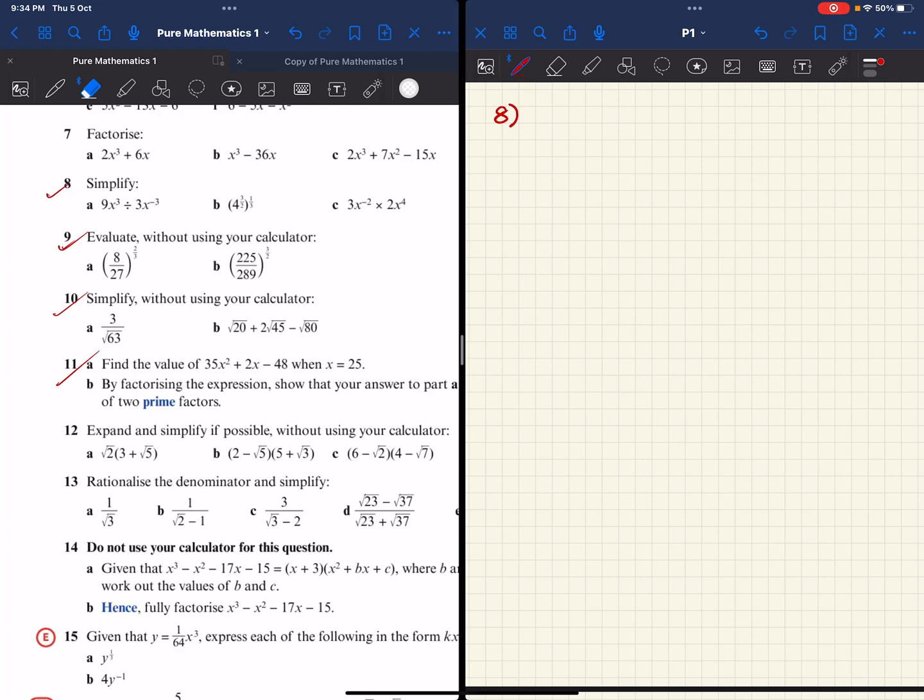Question 8 from chapter review. We have 8a, which is 9x cubed divided by 3x to the power of negative 3. 9 divided by 3 simply gives us 3. And we know that when the bases are divided, the powers are subtracted. So we have the same base x and the bases are divided, and hence we subtract the powers. So 3x cubed, take away negative 3. So we have 3 into x, 3 plus 3, and that is 3x to the power of 6.